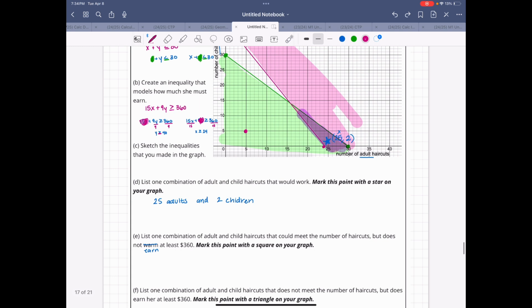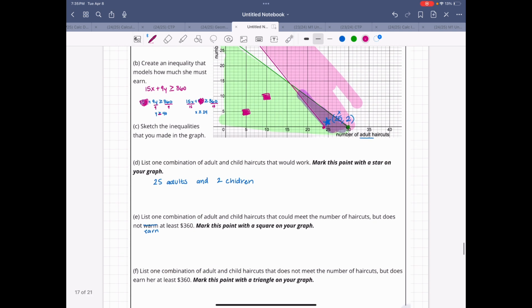So we're asked to go ahead and put a square. So we're going to go ahead and put a square here. Another way that you could put a square is here as well. 10 adults and 10 children haircuts is less than 30 haircuts, but will not earn her more than $360. So I mean, there's an infinite number of answers here. I'm just going to go ahead and go with my first one, which is 5 adults and 5 children. Or child haircuts. There we go.